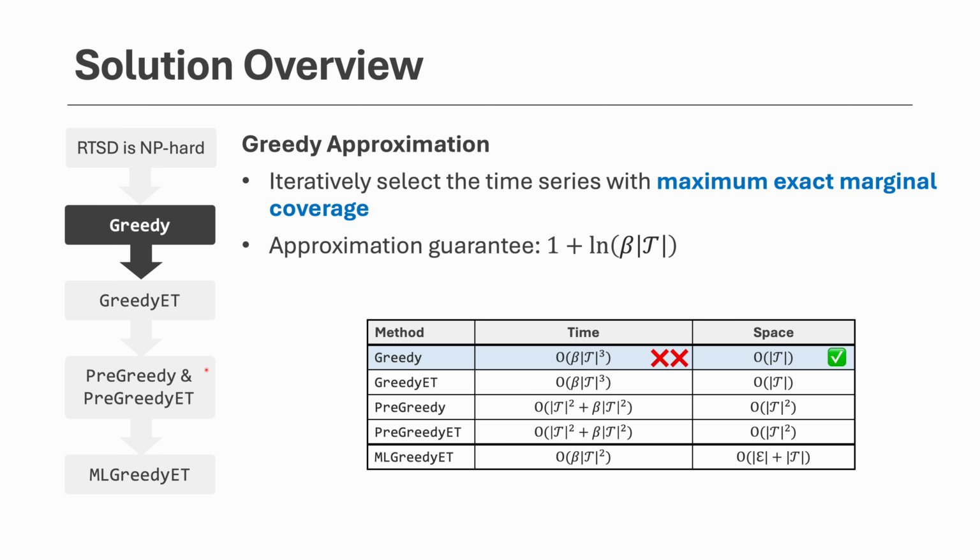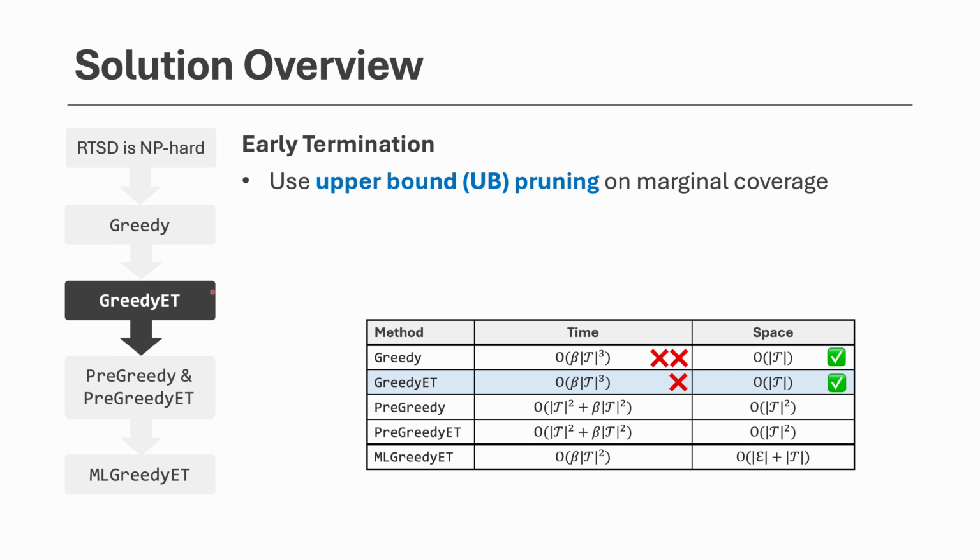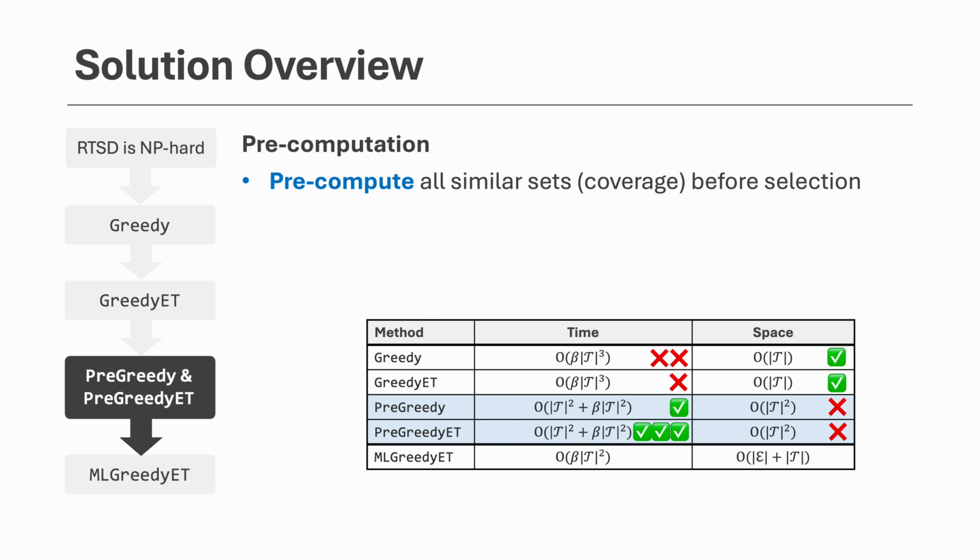Greedy iteratively selects the time series that covers the largest number of still uncovered time series. Greedy with early termination, greedy ET, keeps the same greedy idea but speeds it up by pruning candidates using upper bounds on marginal coverage. Pre-greedy and pre-greedy ET pre-compute similar sets in advance, which improves runtime but uses much more memory.